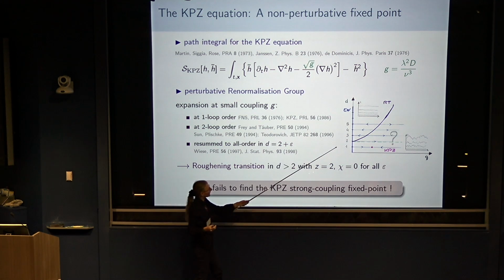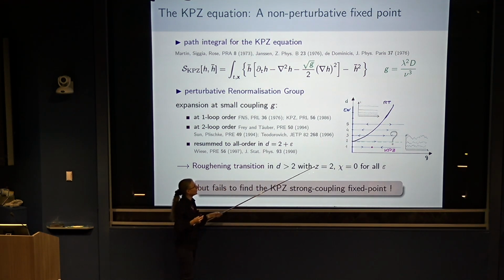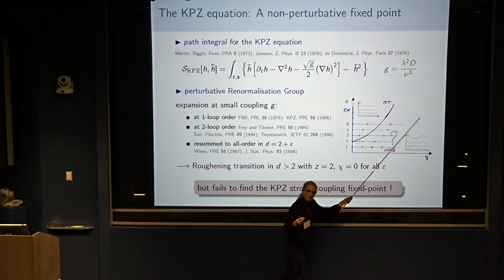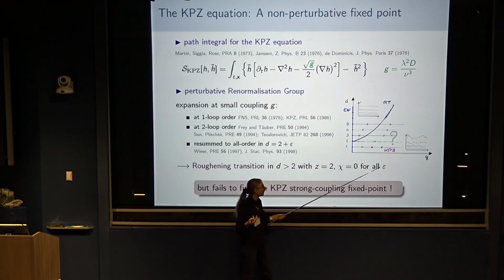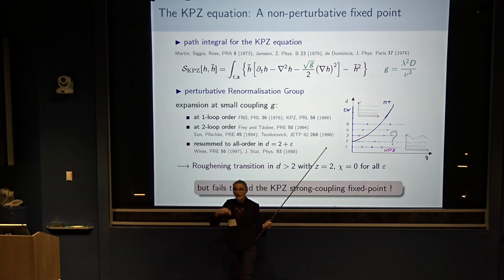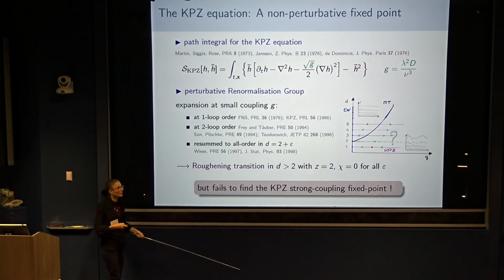And so with this, you can describe perfectly the roughening transition fixed point. So you find the exponent. But on this side, you just find that your flow runs to infinity. So it cannot find the KPZ fixed point. It fails to find it at any order in perturbation theory. So this is really a non-perturbative fixed point.